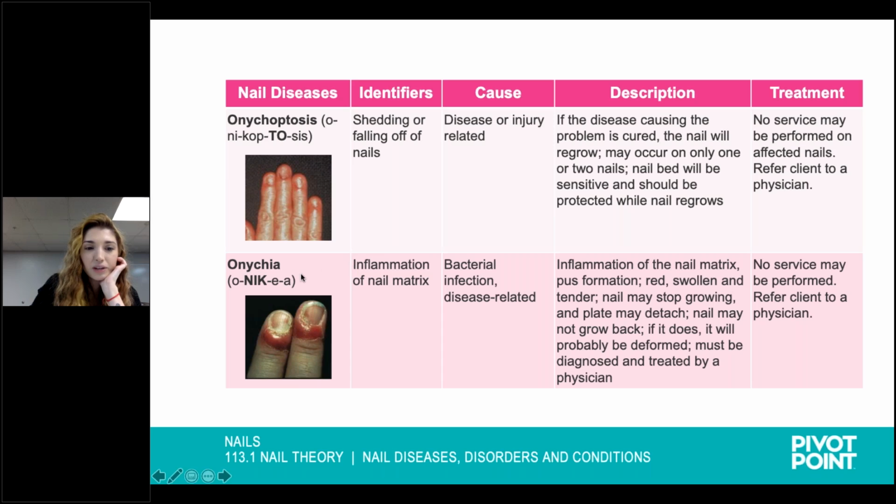All right, and then we just have our regular onychia, inflammation of the nail matrix. This is caused by a bacterial infection, or it could also be, again, disease related. I've also had this before and it hurts so bad. Oh my gosh, it looked just like that. I don't know why or how I got it. At the time I didn't even have any injury or any open wounds on my hands, but somehow I managed to get that.